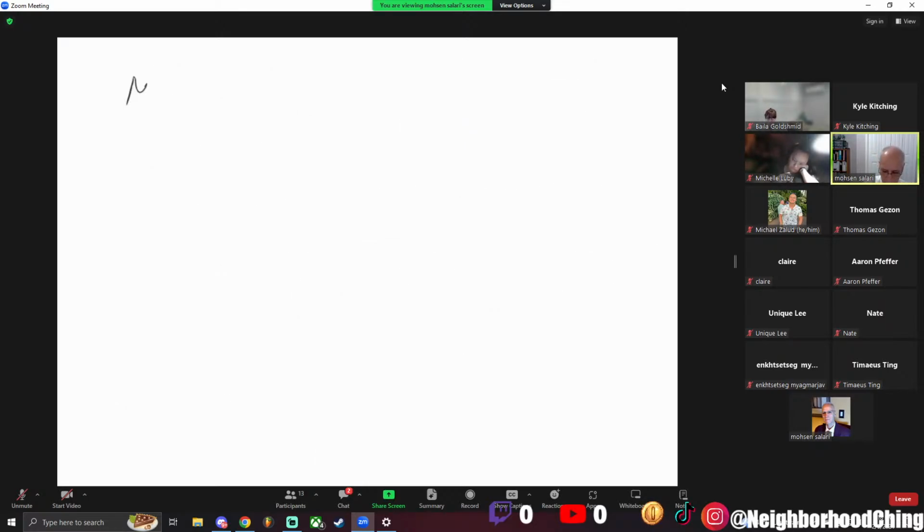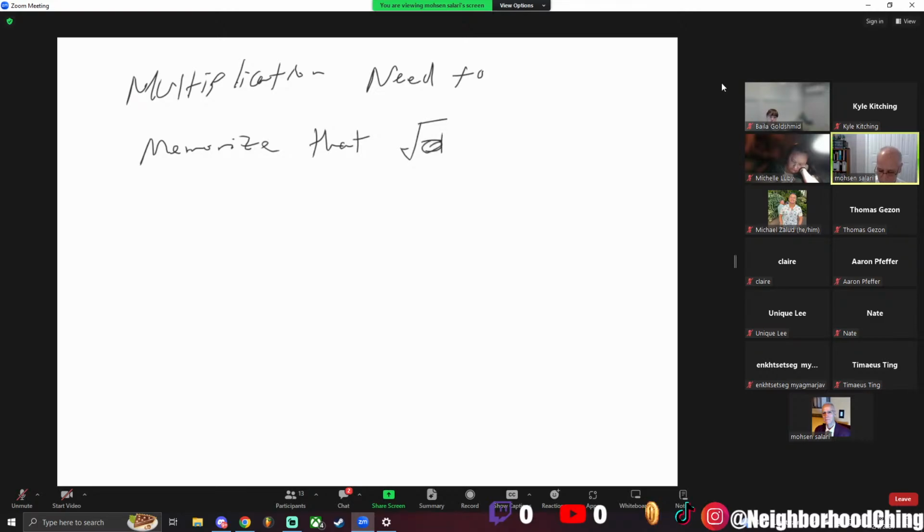For the multiplication, you need to memorize that the square root of negative 1 equals i, that you must memorize, and that i squared is, let's see, yes, negative 1.